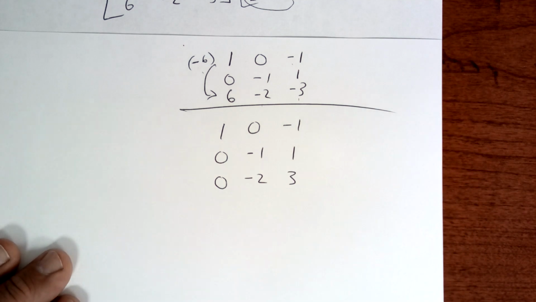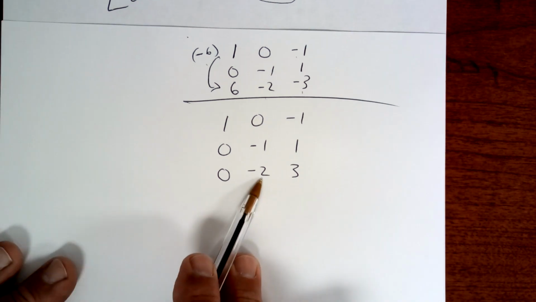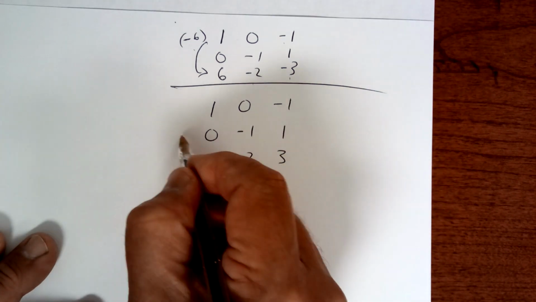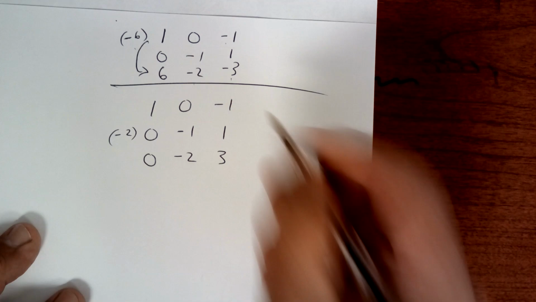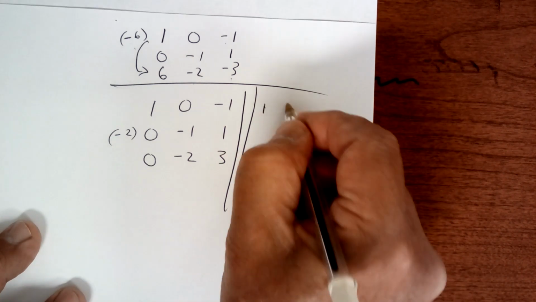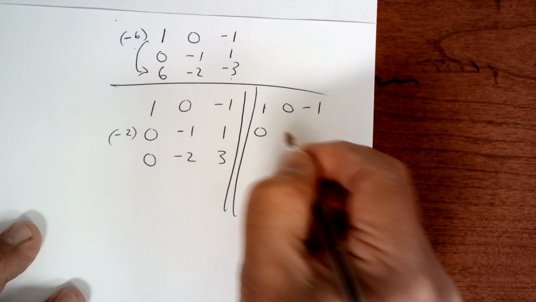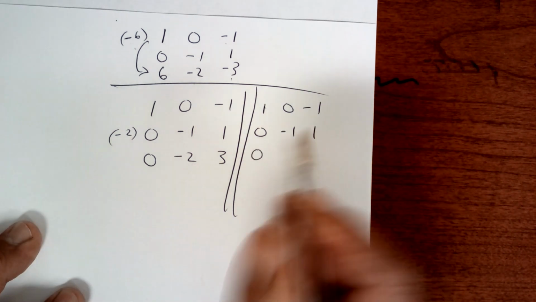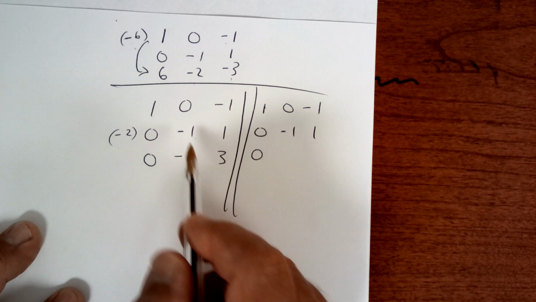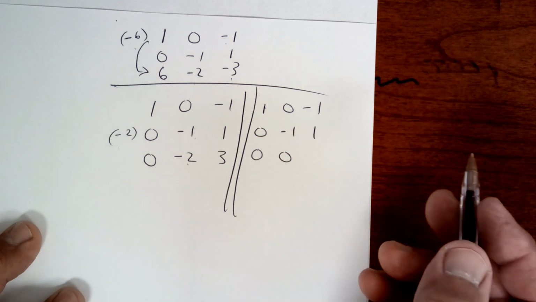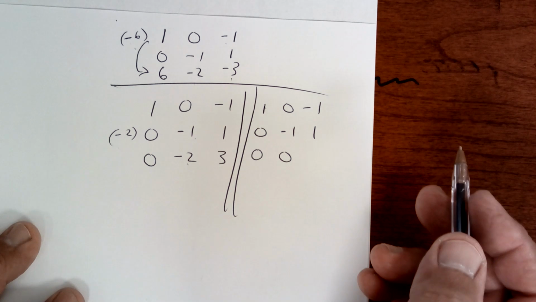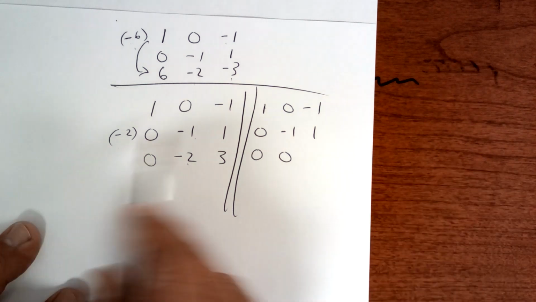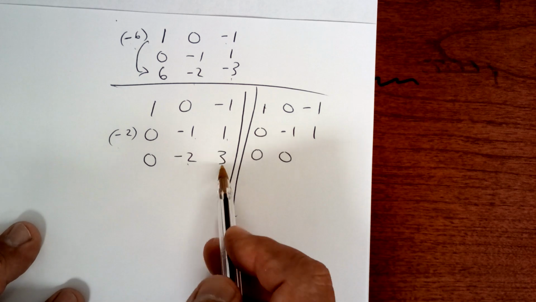We're almost done. We just need a 0 here. So I'm going to multiply the second one right here by negative 2. So the first one stays the same. Okay, so negative 2 times 0 plus 0 is 0. This times this is 2, and then 2 minus 2 gives me the 0 I want. And negative 2 times that is negative 2, plus 3 is 1.